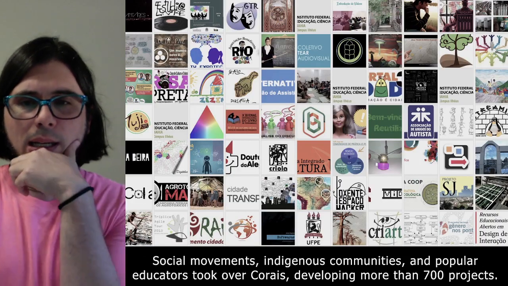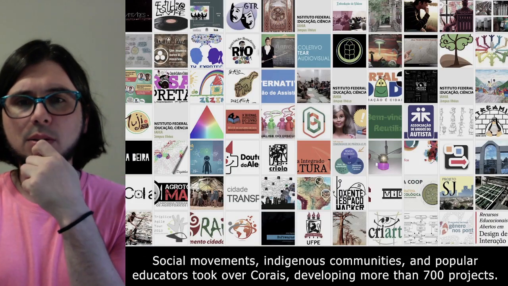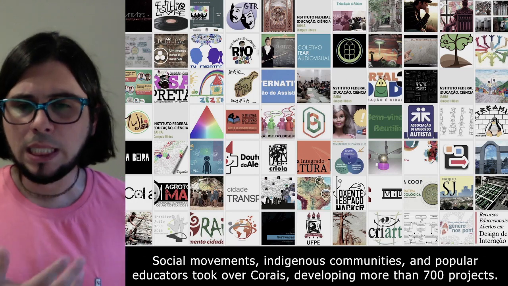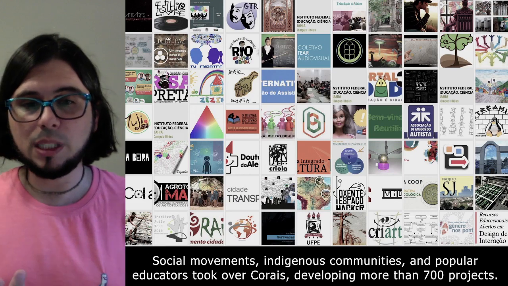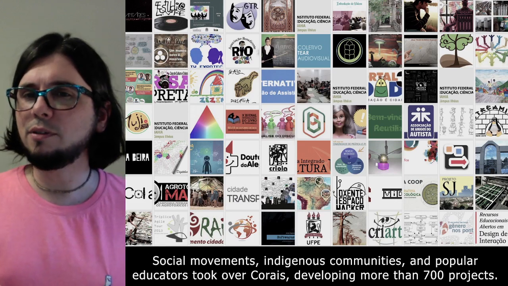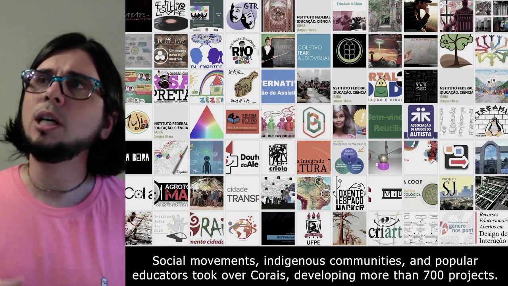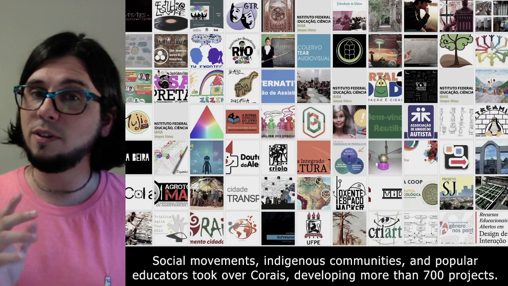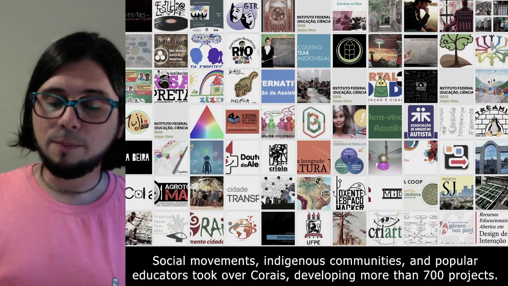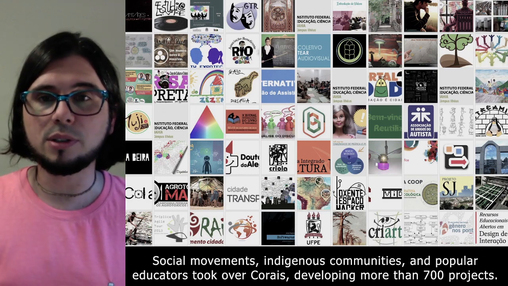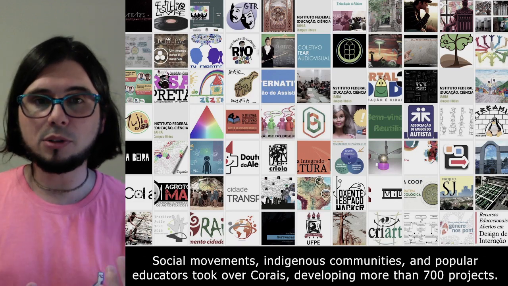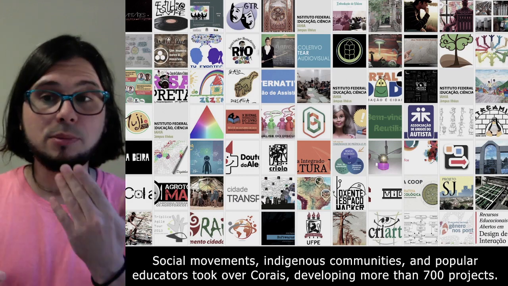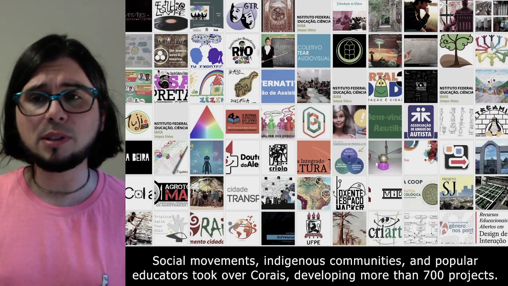And we were also being pushed by these new collectives organizing and occupying the CoreEyes platform. They were social movements, indigenous communities, popular educators, who had a different agenda than we had at Fabeludins. Of course, we were fighting digital colonialism from the ground up, but these other collectives were fighting against racism, against the genocide of indigenous cultures, the loss of languages, of cultures that were considered pre-modern and outdated. And this amounted to 700 projects.